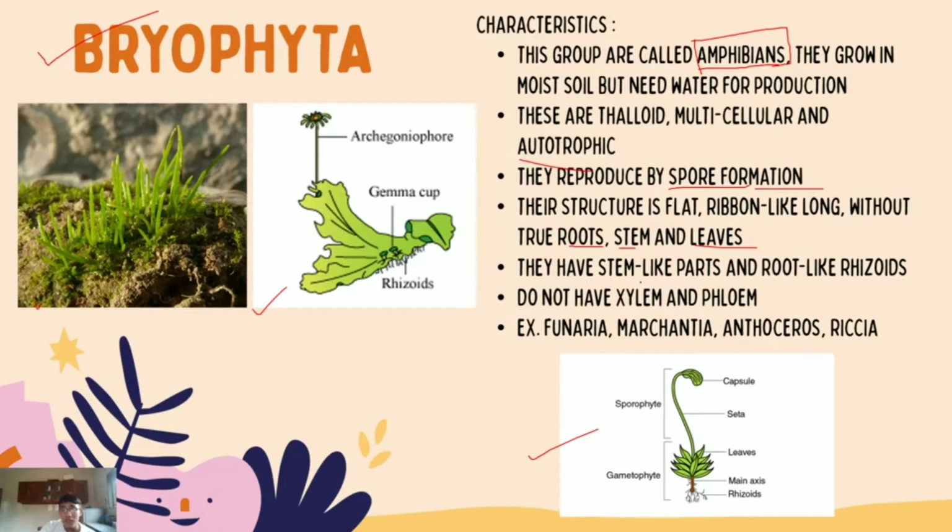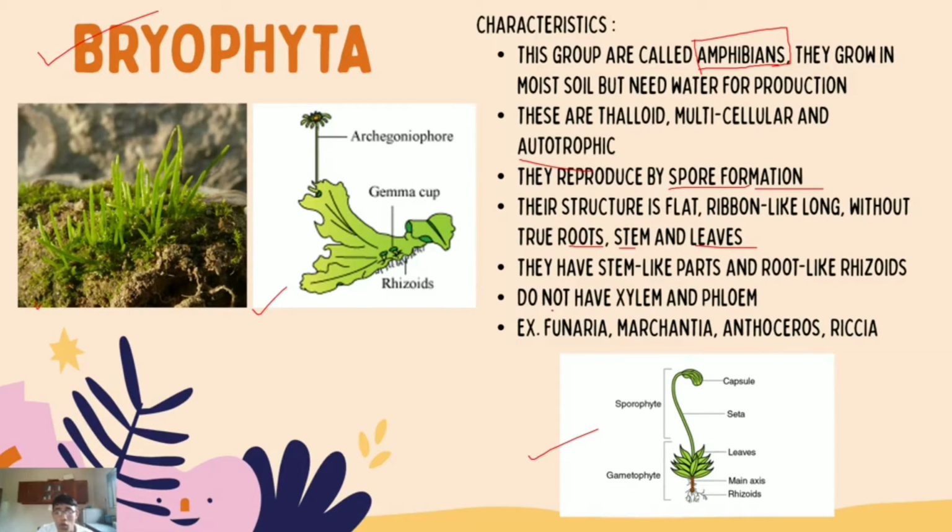Another characteristic, they have stem-like parts and root-like rhizoids. They have parts which are like a stem. For example, you can see in Marchantia, this is a stem-like part called archegoniophore. So this is a stem-like part and root-like rhizoids. You can see the rhizoids. These are root-like structures, but they are not properly developed roots. So these are the characteristics.